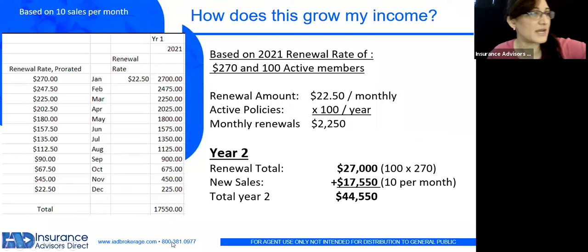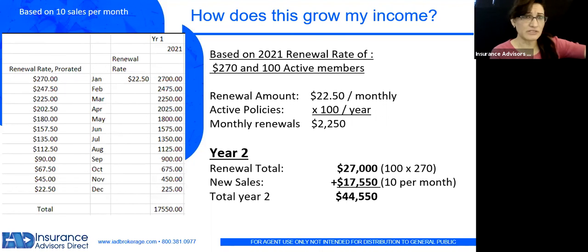So this last slide, I just wanted to briefly go over how the commissions look. So the numbers, keep in mind, they're going to vary. They're not actual real numbers. I just use these numbers for easy math.